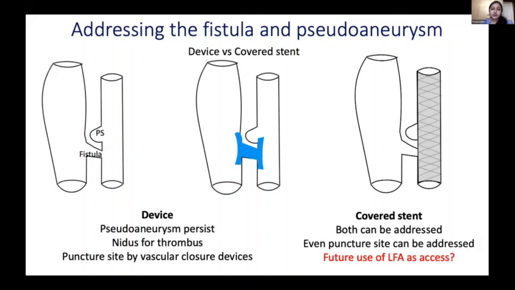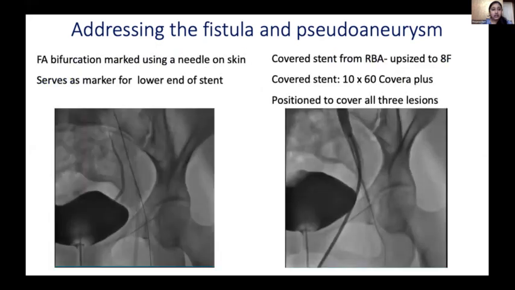Now to the second part of our procedure, which was to address the fistula and the pseudo-aneurysm. We debated between use of a device and covered stent, and chose a covered stent because both the pseudo-aneurysm and the AV fistula can be addressed together, and also the puncture site can be addressed using the same covered stent. The femoral artery bifurcation was marked using a needle placed on the skin, which served as a marker for placement of the lower end of the covered stent.